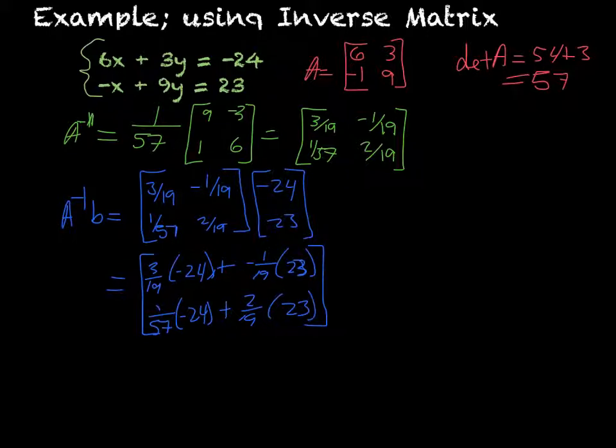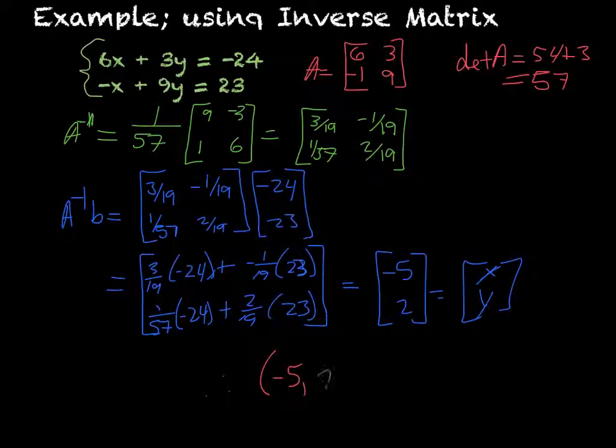Then I type that into the calculator and simplify everything, and I would get -5 on top and 2 on the bottom, which is equal to my x, y. So my final answer is -5, 2.